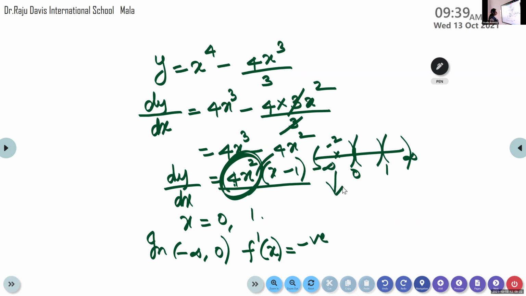Now take the next one between 0 and 1. Between 0 and 1, we can take the value 0.5, isn't it? We can consider the value 0.5. So when you substitute 0.5, what happens? Whether it is increasing or decreasing?